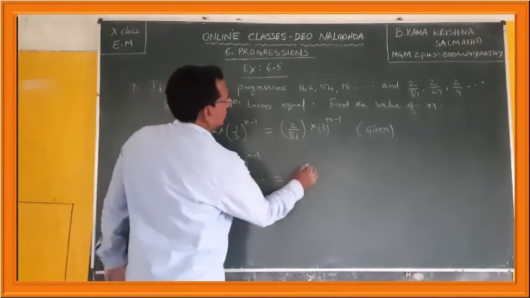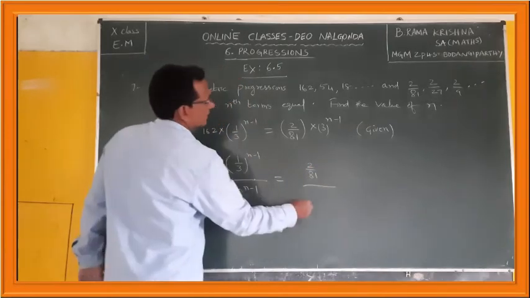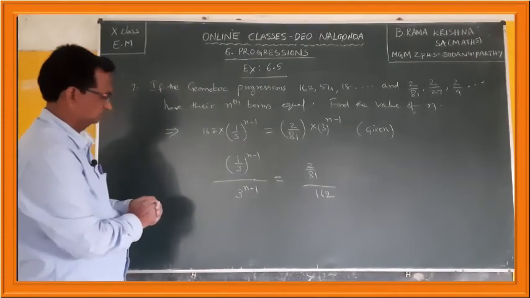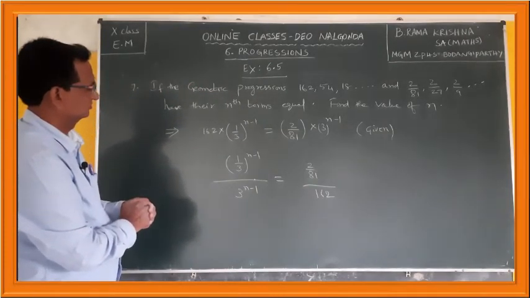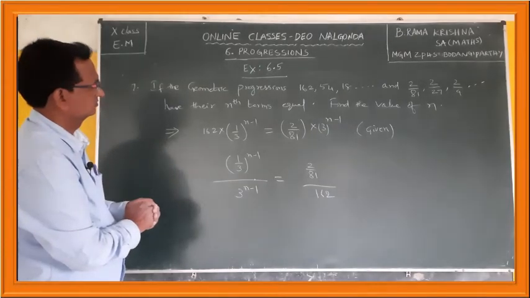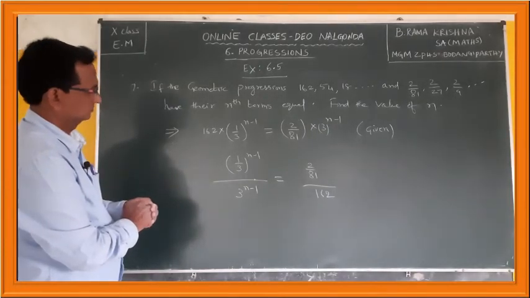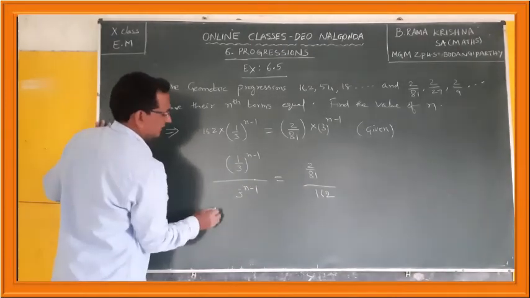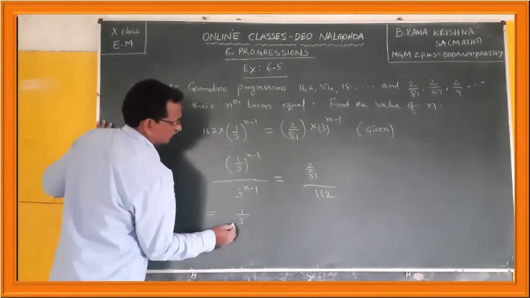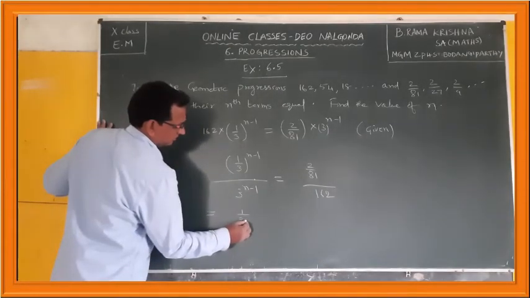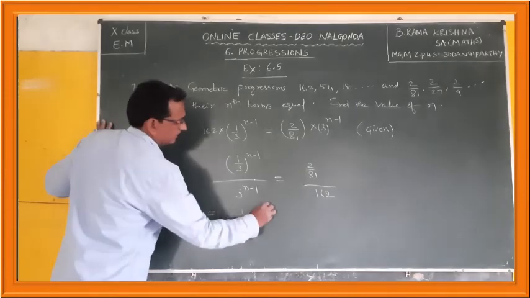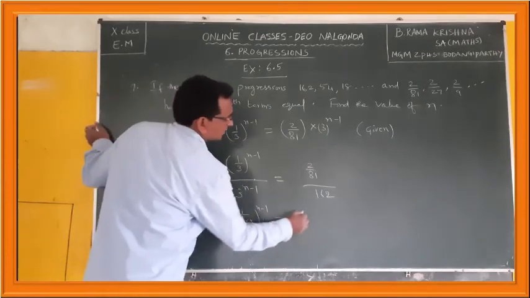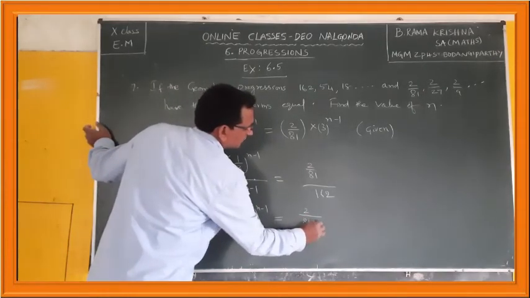is equal to 2/81 divided by 162. Now, the powers are the same. You can write it like this: (1/3 divided by 3) to the power of n minus 1 is equal to 2/81 into 162.